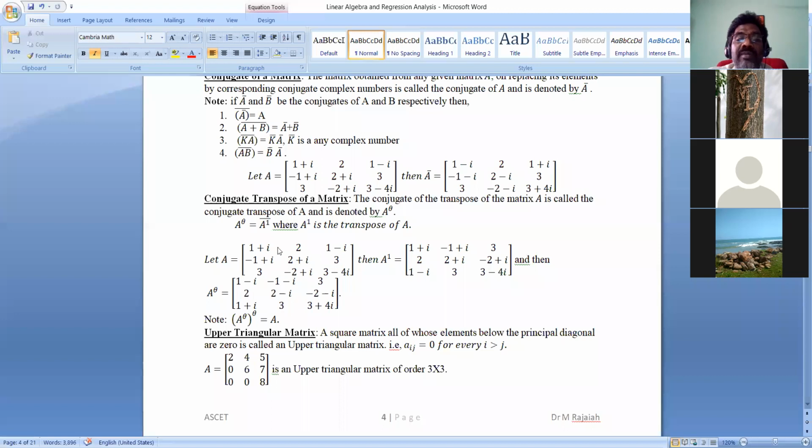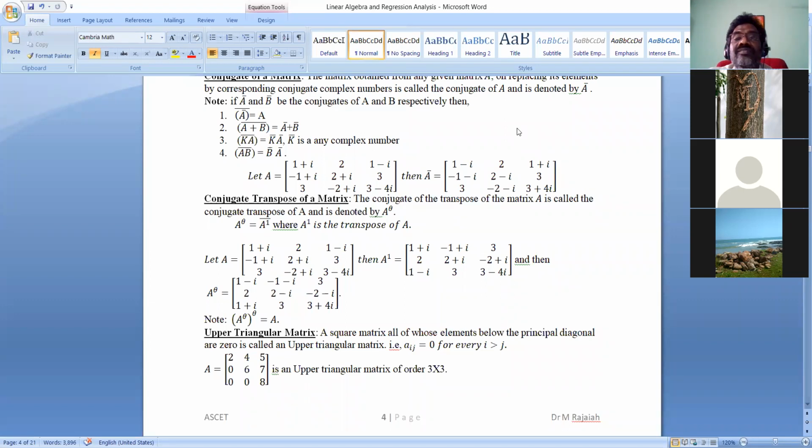Let A equal to 1 plus i, 2, 1 minus i. The conjugate matrix is A bar, which we already have. Now we want to find A dash. A dash is nothing but rows into columns and columns into rows. That is 1 plus i, 2, 1 minus i, and so on, column 2 plus i, 3, and 3 minus 2 plus i, 3 minus 4i.